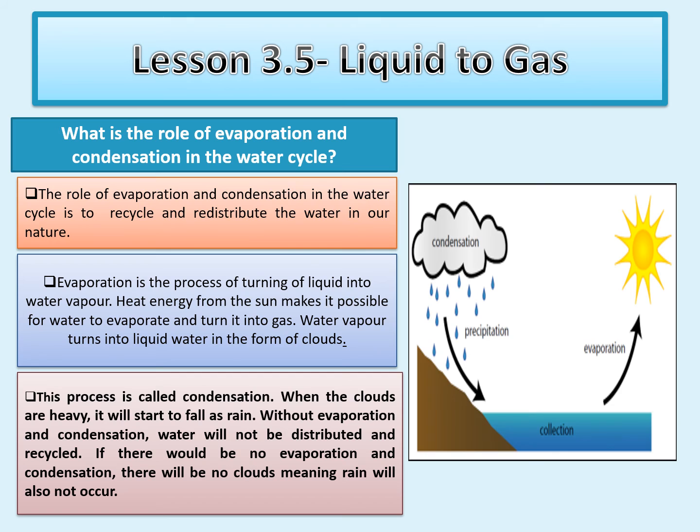When the clouds are heavy, it will start to fall as rain. Without evaporation and condensation, water will not be distributed and recycled. If there were no evaporation and condensation, there would be no clouds, meaning rain would also not occur.